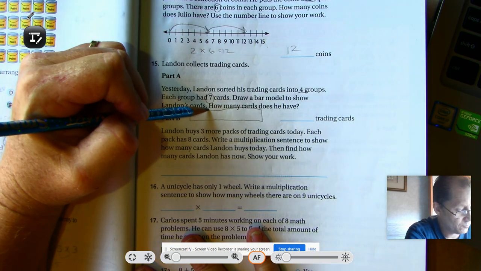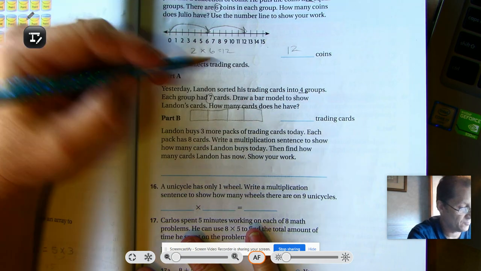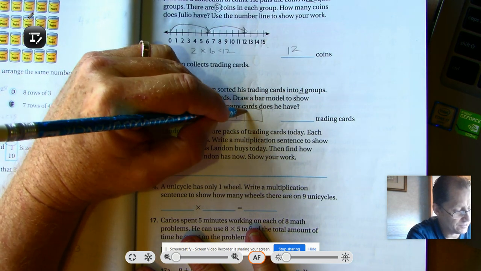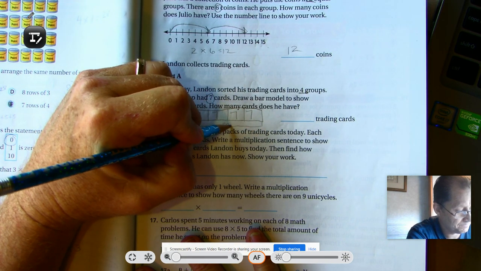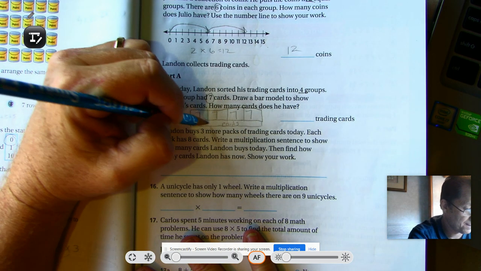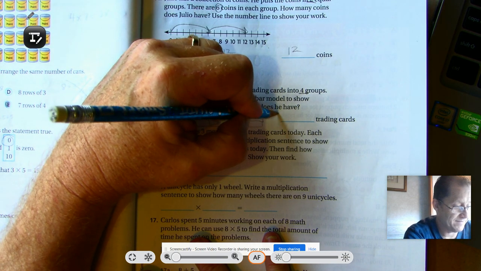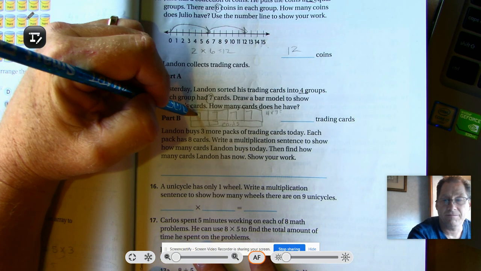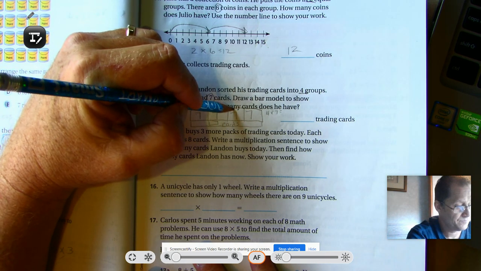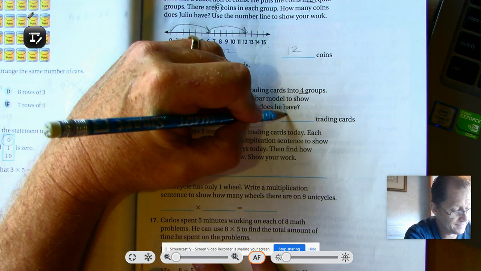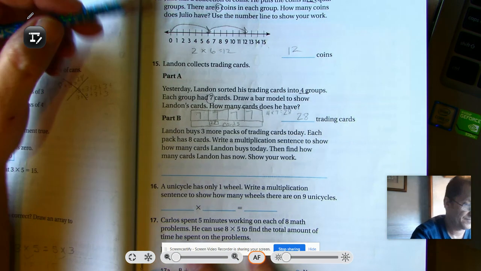All right, so we're going to have 4 equal groups in our bar model. Now it represents the 4 groups, and in each group he put 7 cards. Now how many total cards does Landon have? This bar model represents 4 times 7. 7 plus 7 is 14. Plus 7 is 21. 21 plus 7 is 28. So he has 28 trading cards.